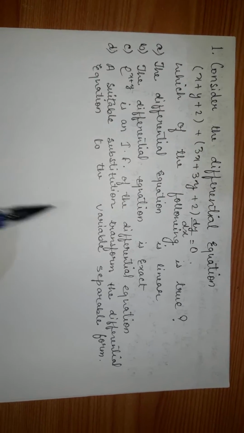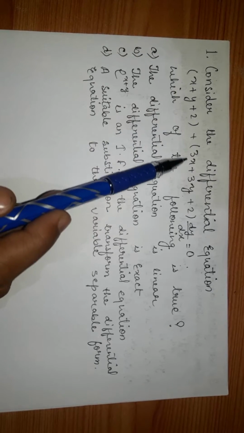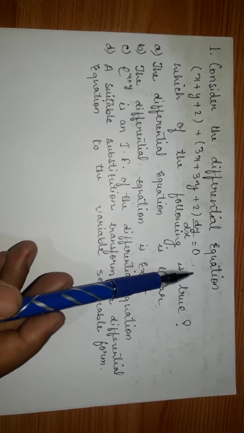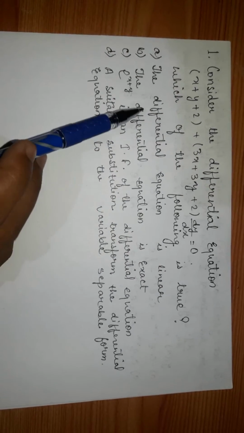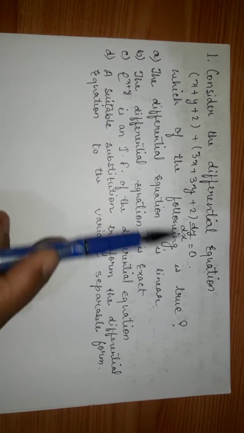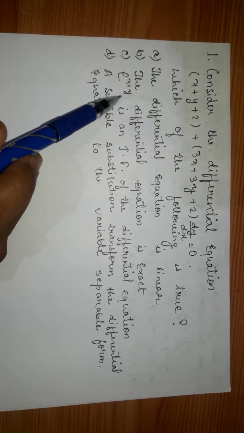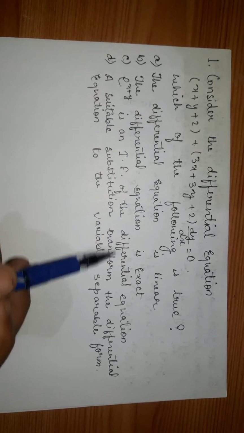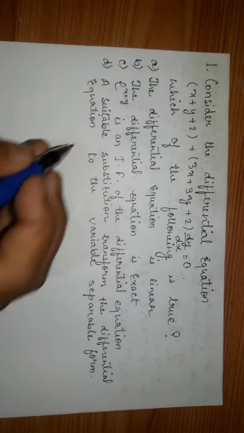So let's start. Our first question is: consider the differential equation (x + y + 2) + (3x + 3y + 2) dy/dx = 0. Which of the following is true? The options are whether the given differential equation is linear, or it is exact, or e to the power x plus y is an integrating factor, or a suitable substitution can transform this differential equation to the separable form. So let us begin.